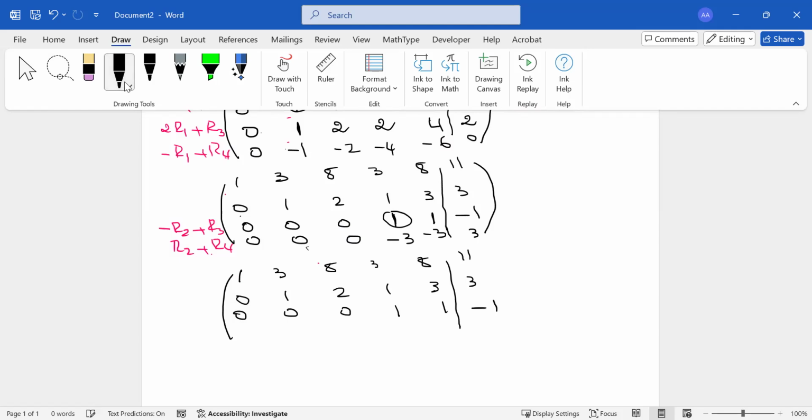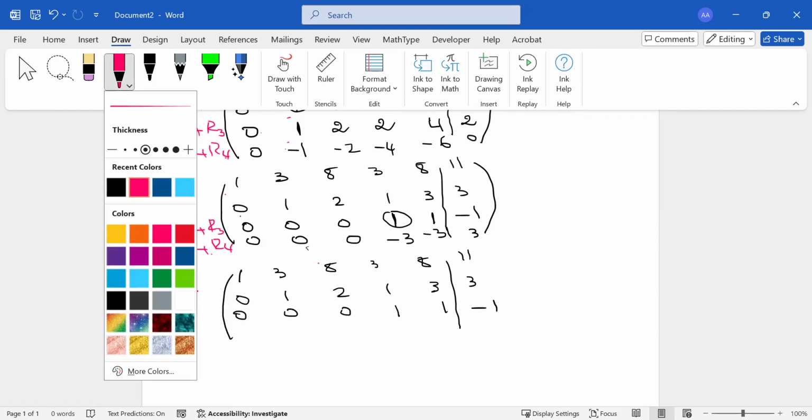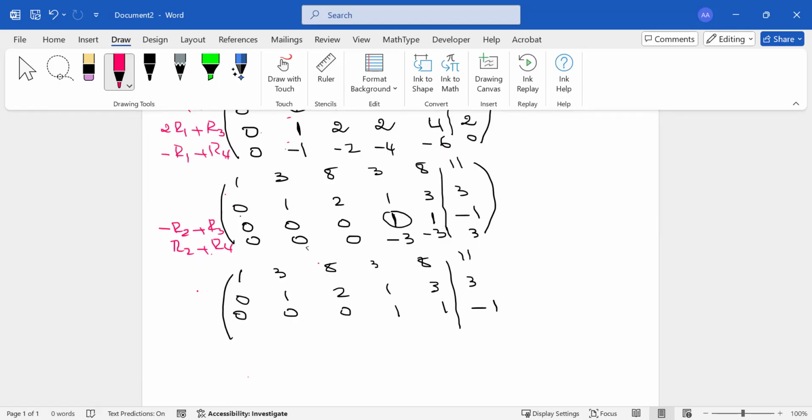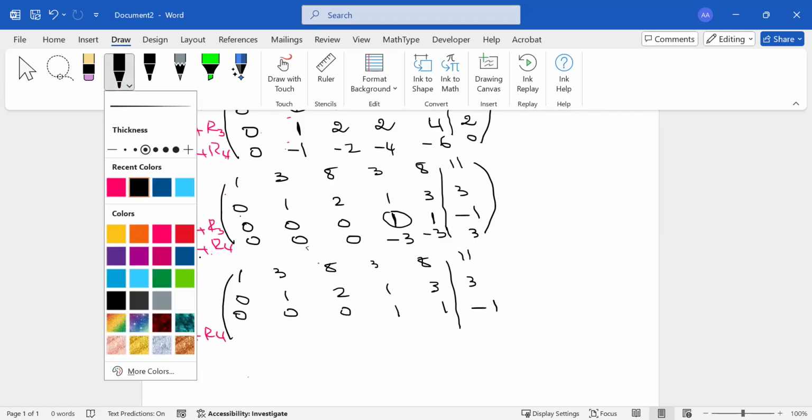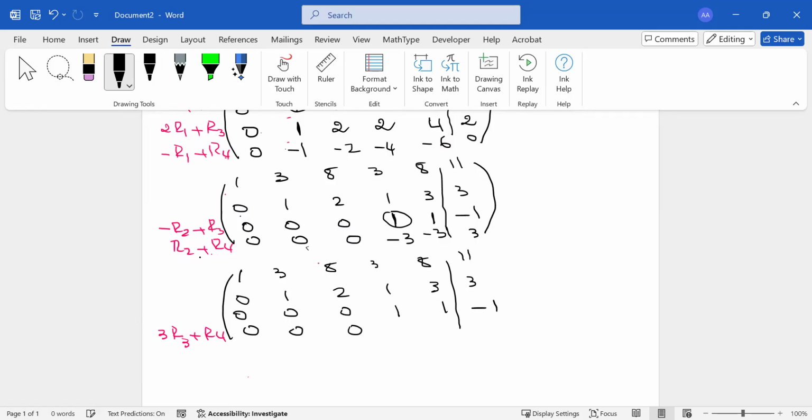And then we're just going to do 3R3 plus R4, right? To get a 0. What you get is 0 here, 0 here, 0 here, and then these two happen to be zeros nicely, and even the last one.